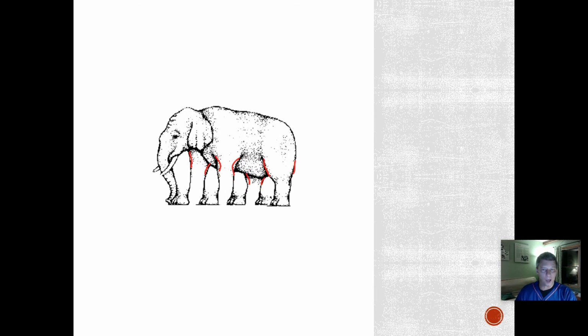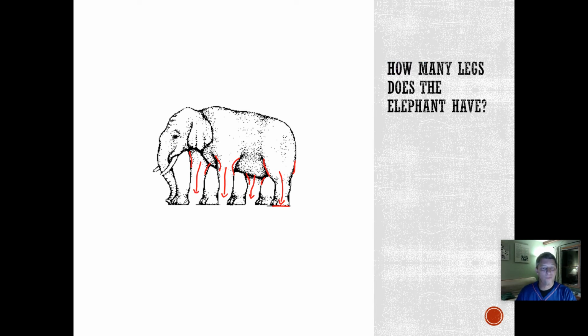But you'll notice that only the back leg ends in a foot. This leg, there's nothing there. This leg, there's nothing there. And this leg, there's nothing there. But there are four other feet. One, two, three, four. So this elephant actually has four legs, but 5 feet, if you get my drift.